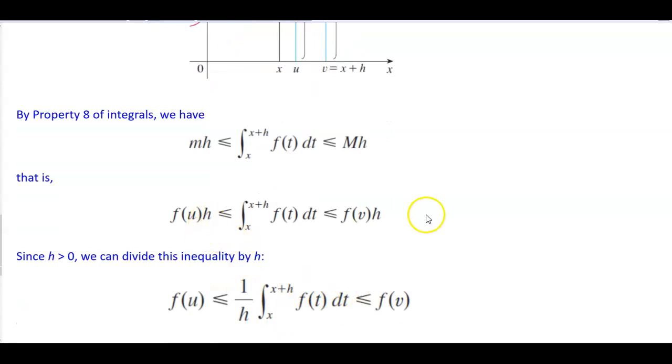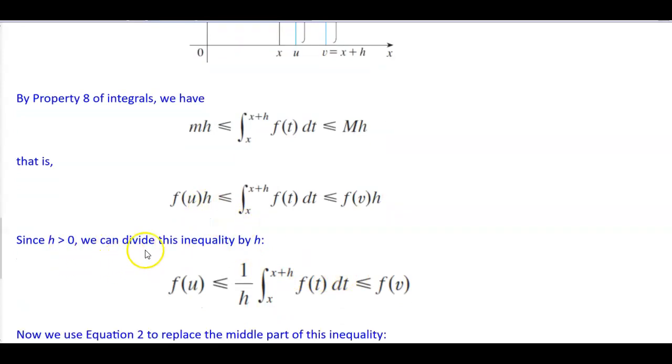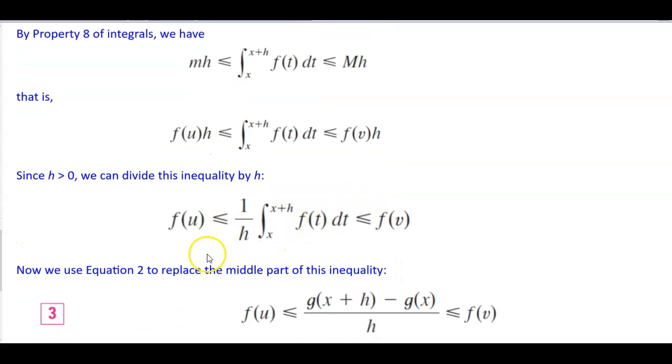Now, since we know that h is greater than 0, we can divide this inequality by h. So if we divide each of these three terms by h, then we get f(u), which is less than or equal to 1/h times the integral from x to x + h of f(t) dt, which is less than or equal to f(v).